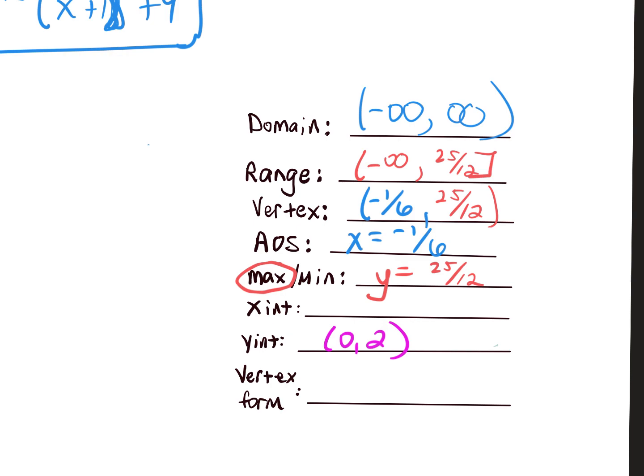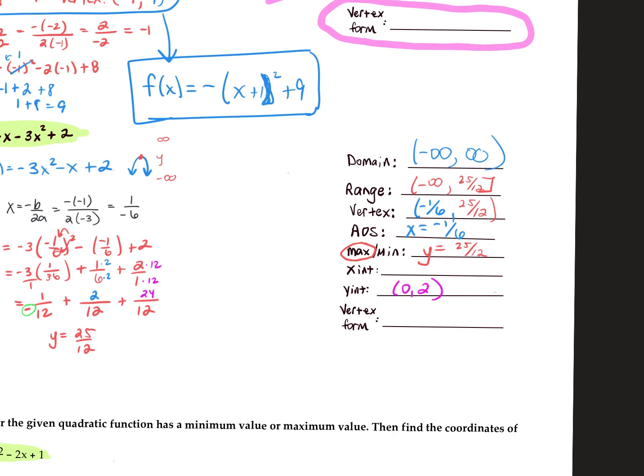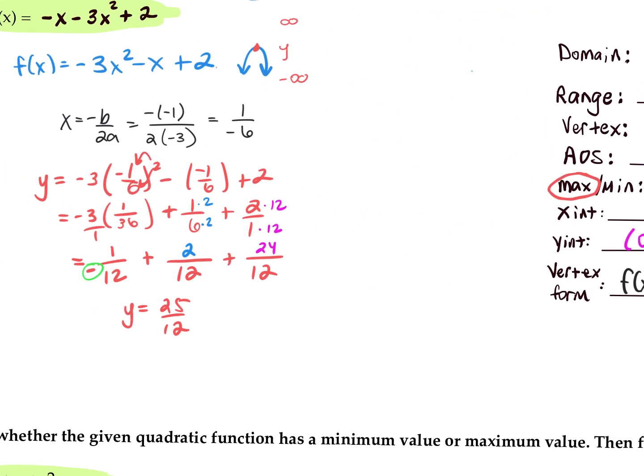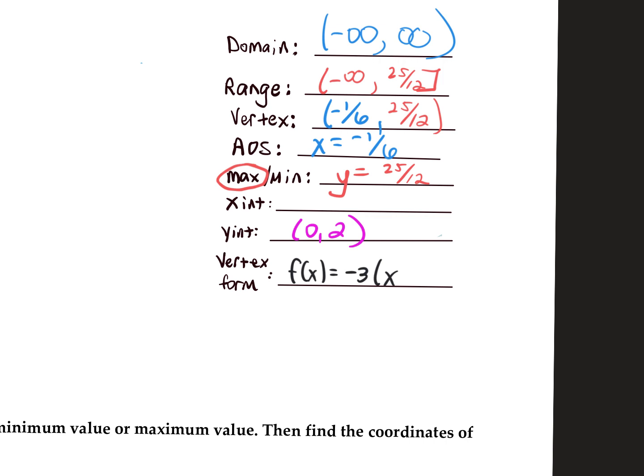Can we now do our vertex form? Yes, what do you need for vertex form? f of x equals your a, what's your a term? Negative 3 times x minus the h part of your vertex. So minus the negative is going to give me plus 1/6 squared. And then plus k, so plus 25 over 12.